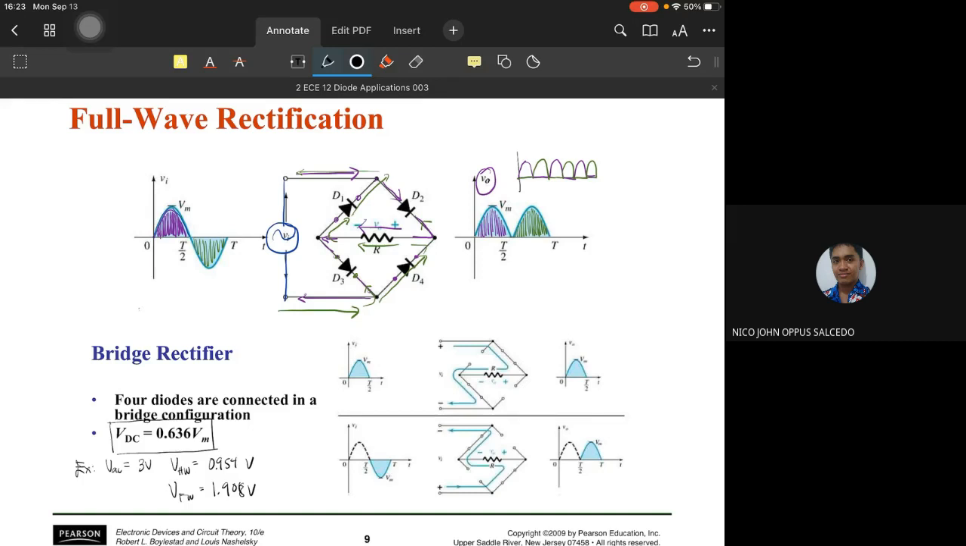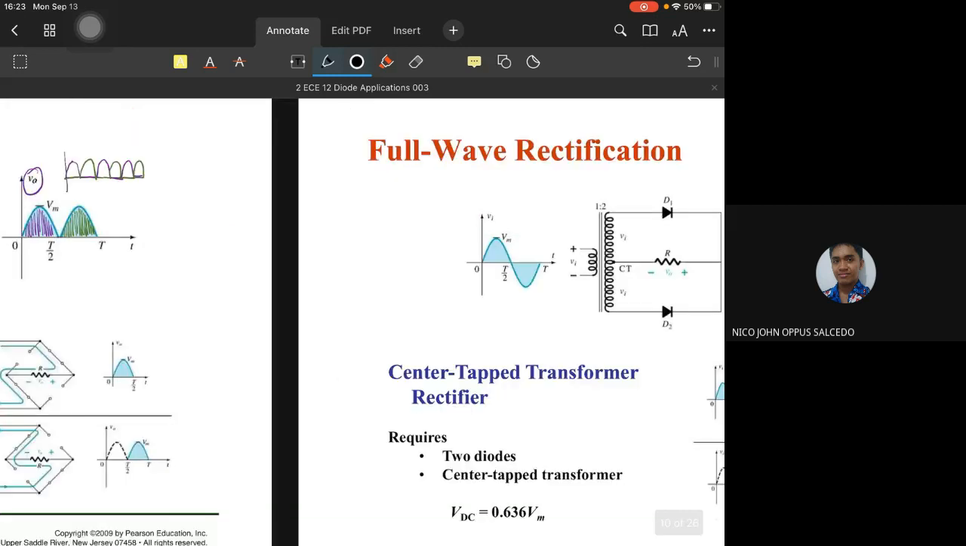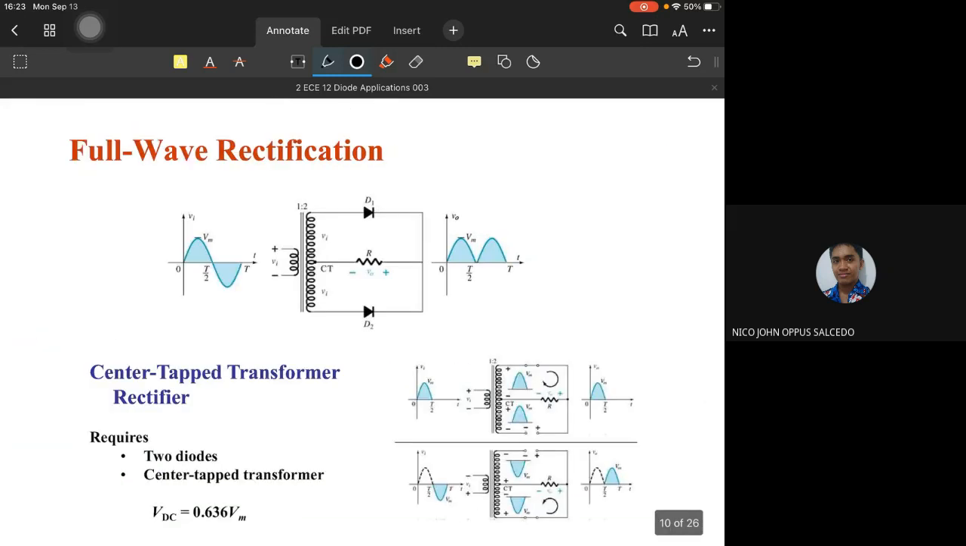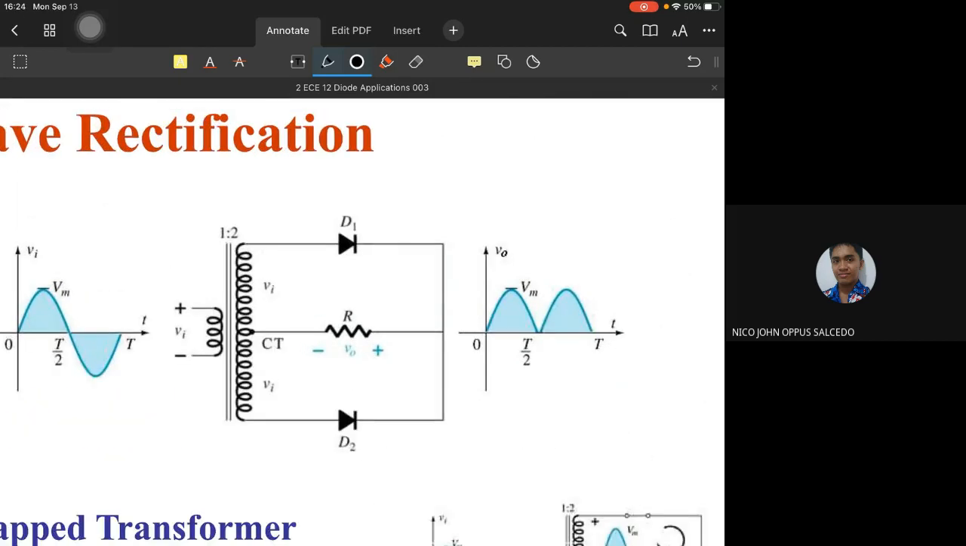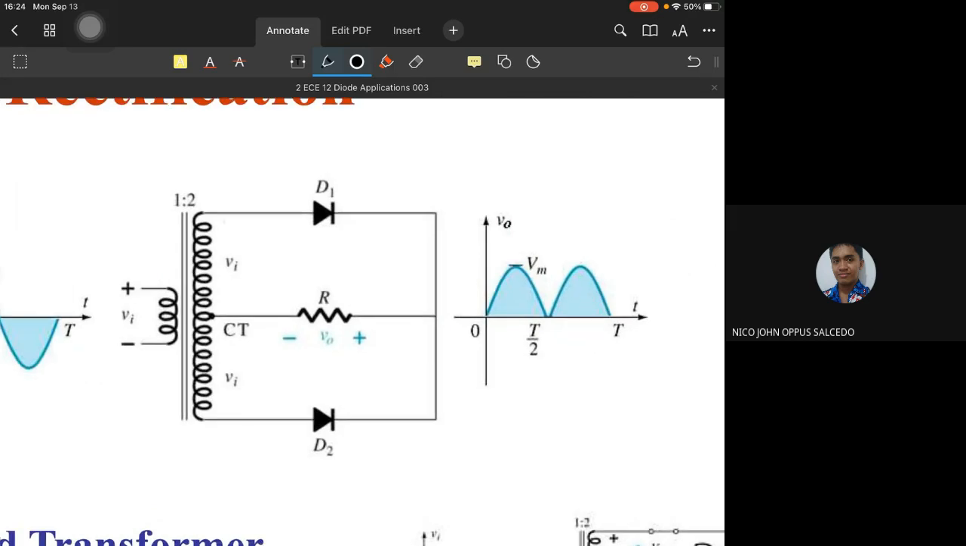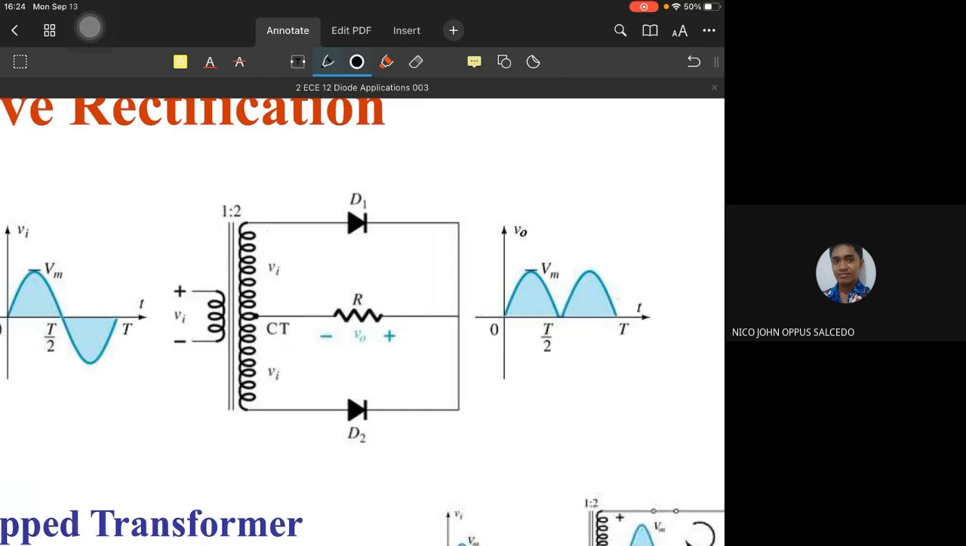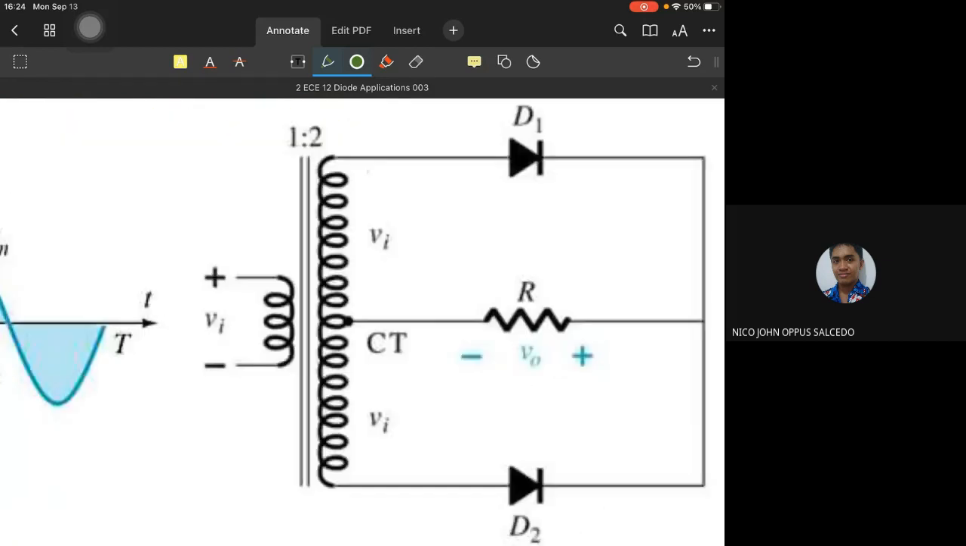So we have two types of full wave rectifier circuits. One is this one, the bridge rectifier. The other one is the center tap rectifier, using a center tap transformer. It's the same as the previous, the same output waveform. The only change is the addition of the center tap transformer.